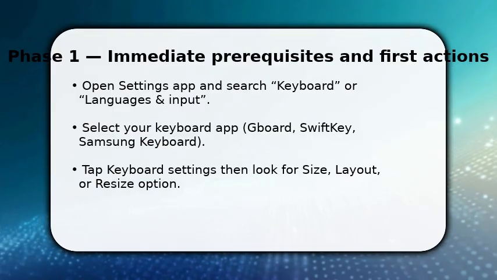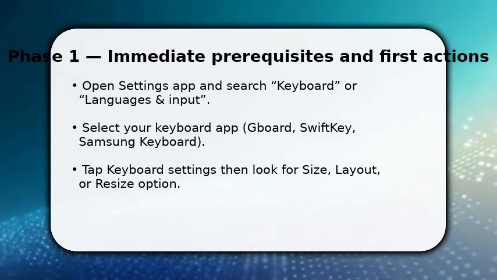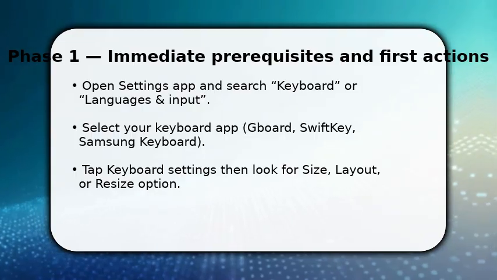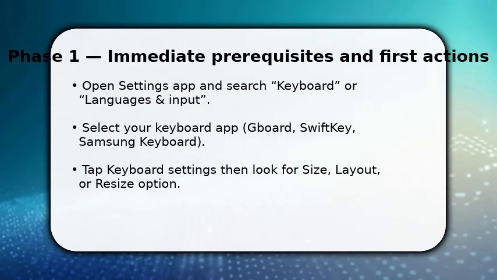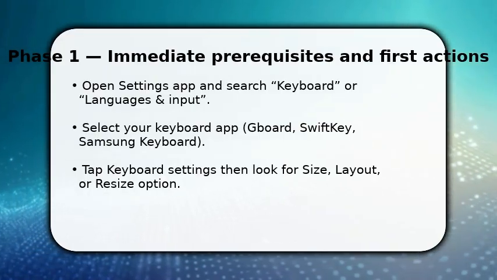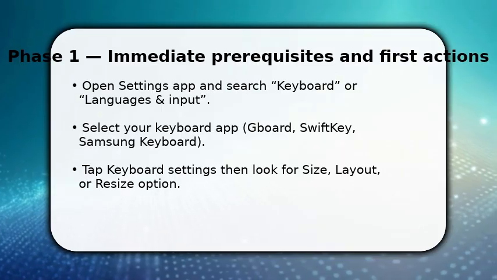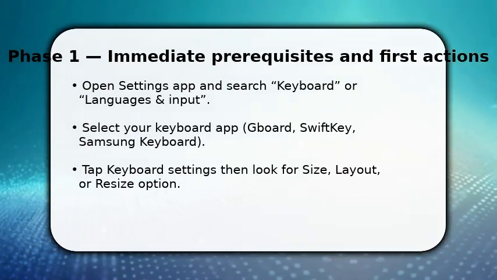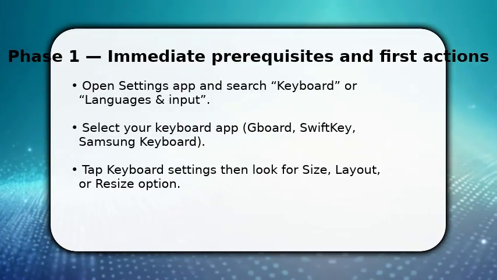You start by opening settings and locating languages and input right away. This gets you to installed keyboards. Once there, tap the keyboard app you use, for example Gboard or Samsung keyboard, and choose its settings. Make sure you're modifying the active keyboard. You do this because each keyboard manages its own size controls. Adjusting the wrong app won't change what you see while typing.